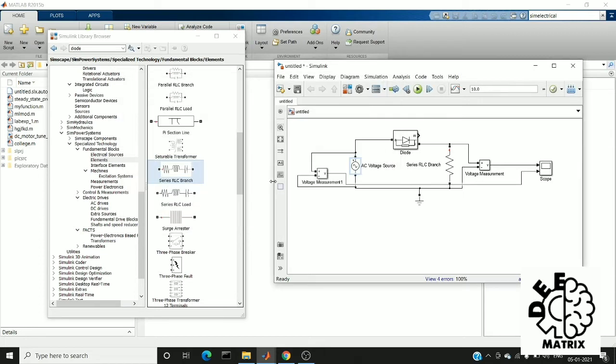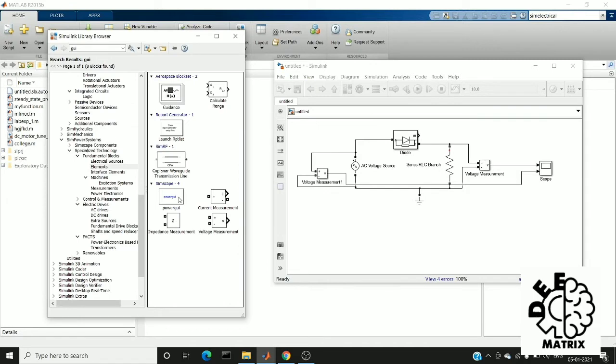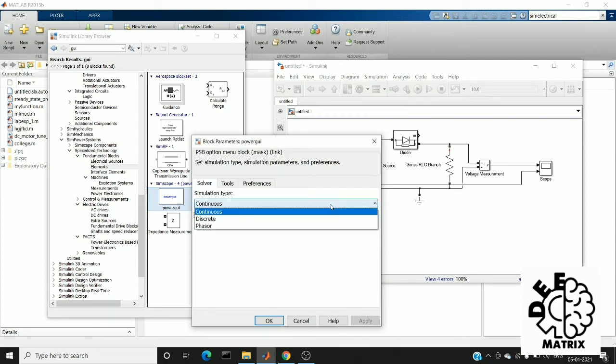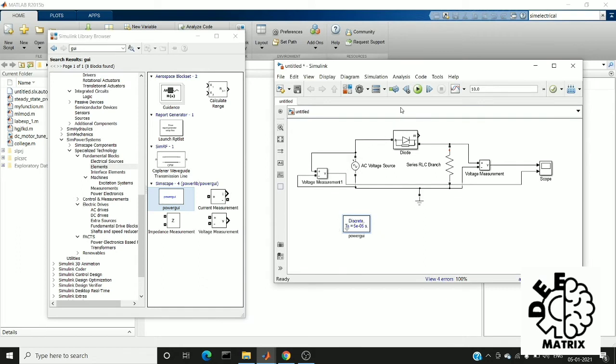Yeah. While running this, you need another block called the power GUI block. Without that, the circuit won't run. So here is my power GUI block. Double tap on this. The simulation type I'm going to use is discrete. Discrete can solve it very easily and it is very fast. So I'm going to run this.